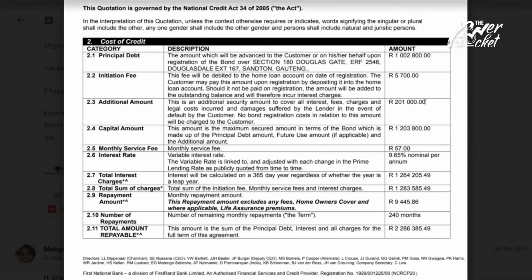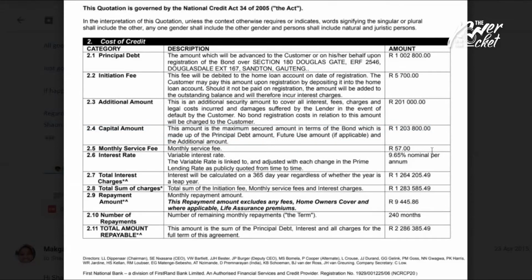This additional amount is not very important for this particular episode, but what it means is that a bank will add a bond amount just in case a client defaults, so that they're able to claim more money than the actual price of the property. There are other costs such as interest, fees, and charges that they might want to recover in case a client defaults. So I'm going to skip that.